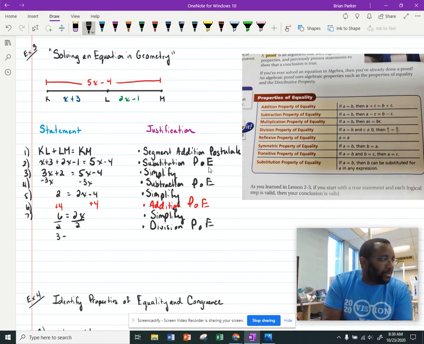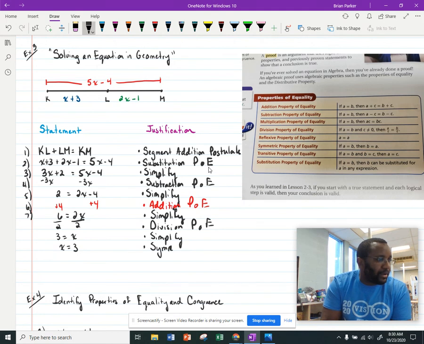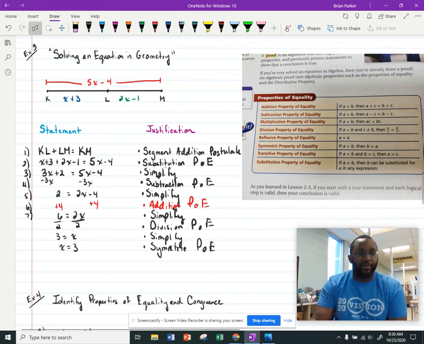And then we end up with 3 equals x, and that was just from us simplifying. And then once again, if I wanted to switch it around, I could say x equals 3, and that's because of the symmetric property of equality. And there you go.